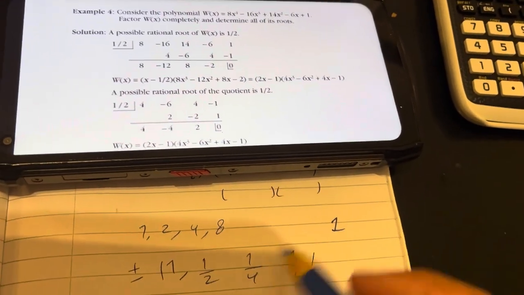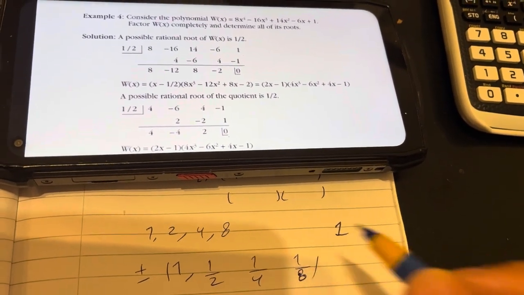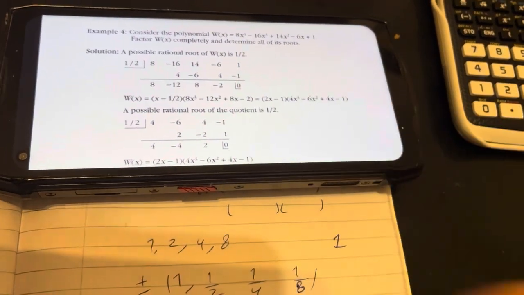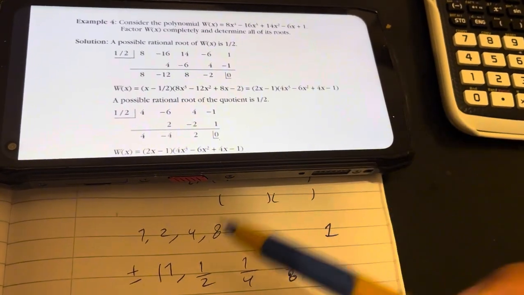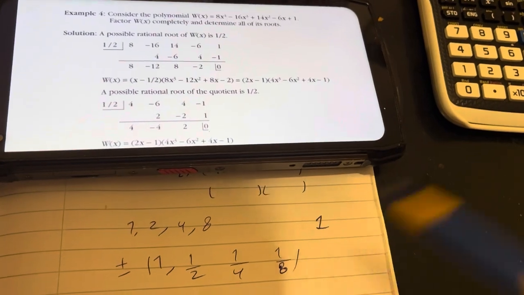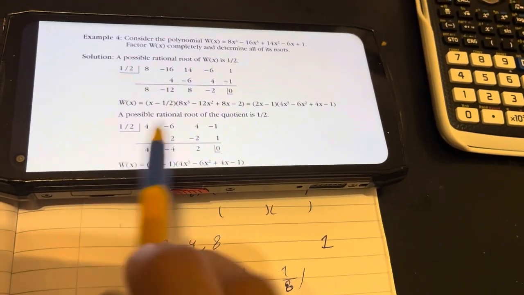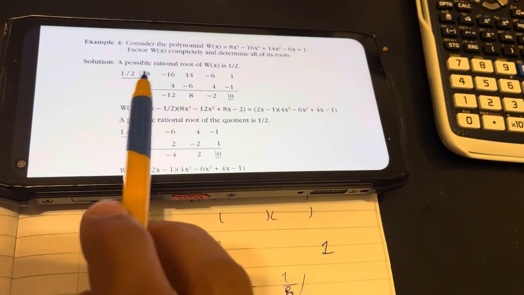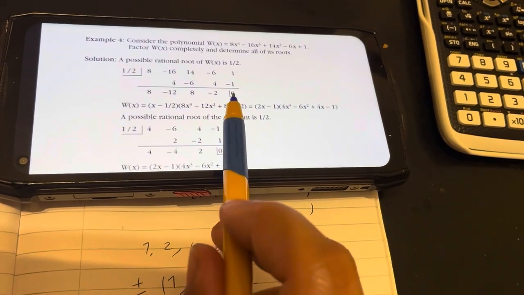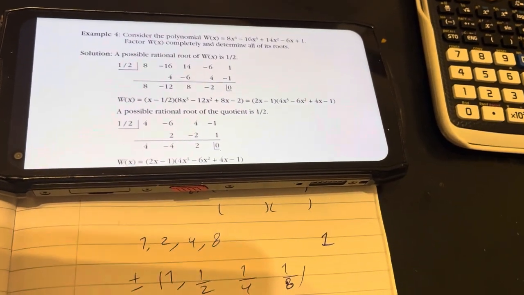You don't know which one. You will try to use the easiest way. You put the 1 here, so you will know if it's a factor or not. If this is equal to 0, then 1 is one of the factors. So here he used 1 over 2. He divided his polynomial by 1 over 2. He gets the remainder 0, so he is sure that this is one of the roots.